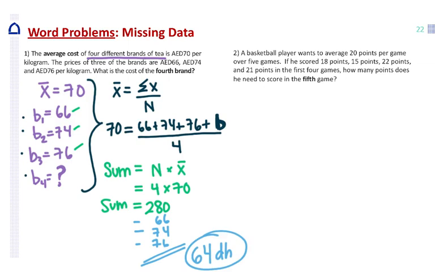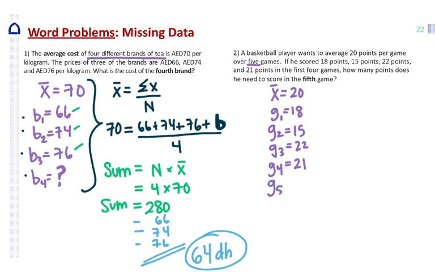So here we've got a basketball player and he wants to score an average of 20 points per game. So they're telling us the average is 20 and it's 5 games. So we've got game 1 was 18, game 2 was 15, game 3 was 22, game 4 was 21, and we don't know game 5. We want to know what he should score on this 5th game in order to achieve that average.